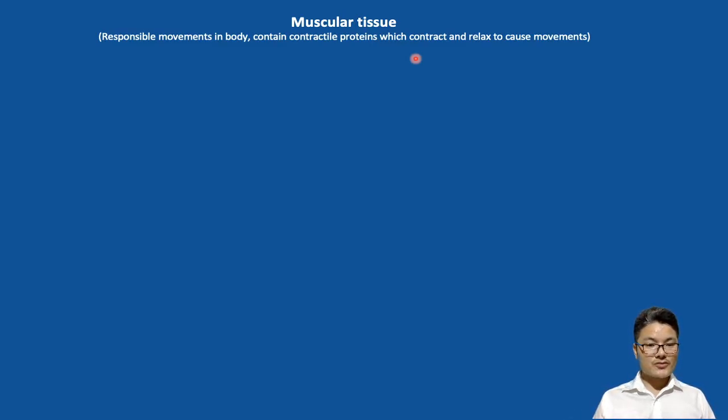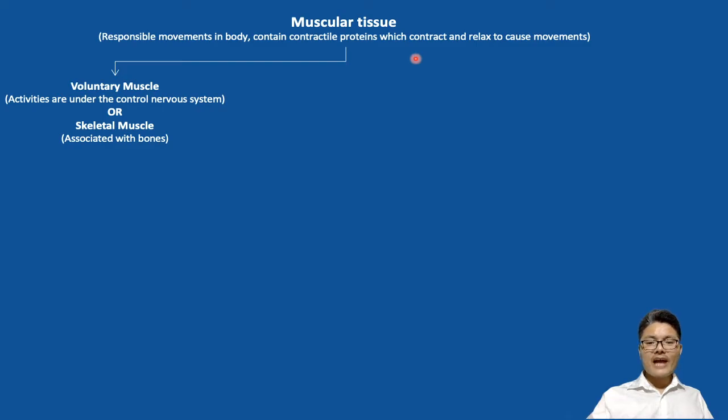So muscular tissues have contractile protein which can contract and which can relax, and in a way it causes movement of our body parts. Regarding the types, we have voluntary muscle, which is also known as skeletal muscle. Voluntary muscle is the name given because the muscles, say skeletal muscles, are under the control of nervous system.